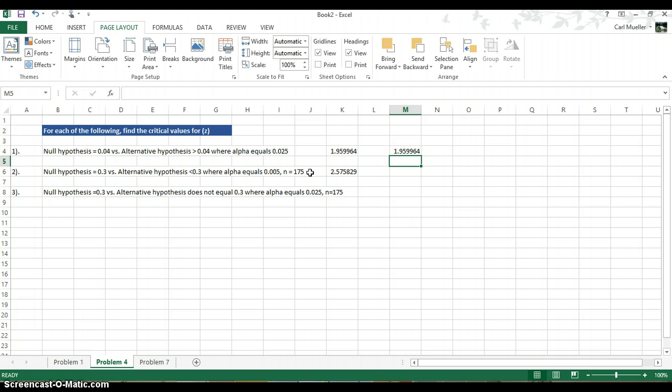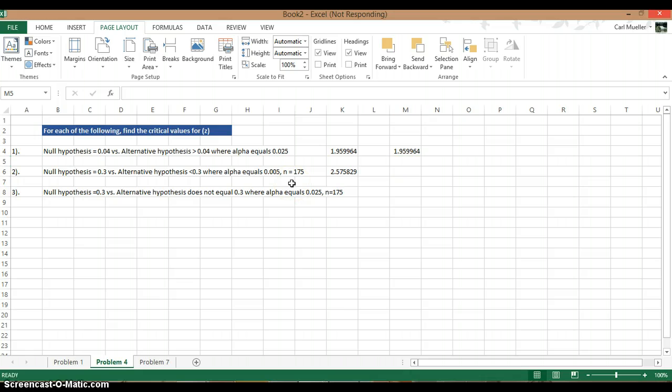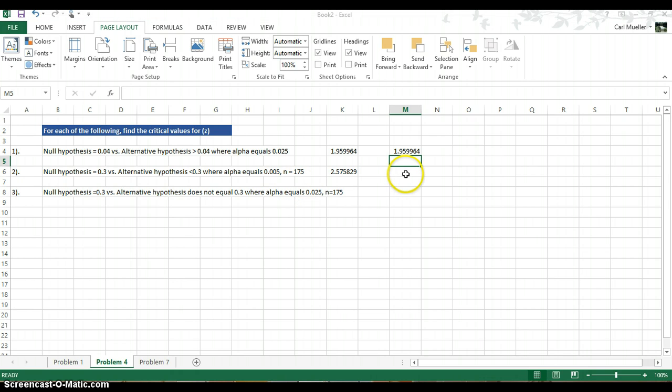So what does that mean? Do we need n in this case? Do we need n to solve for this critical z value? Actually, we don't. I'm just showing you as an example.